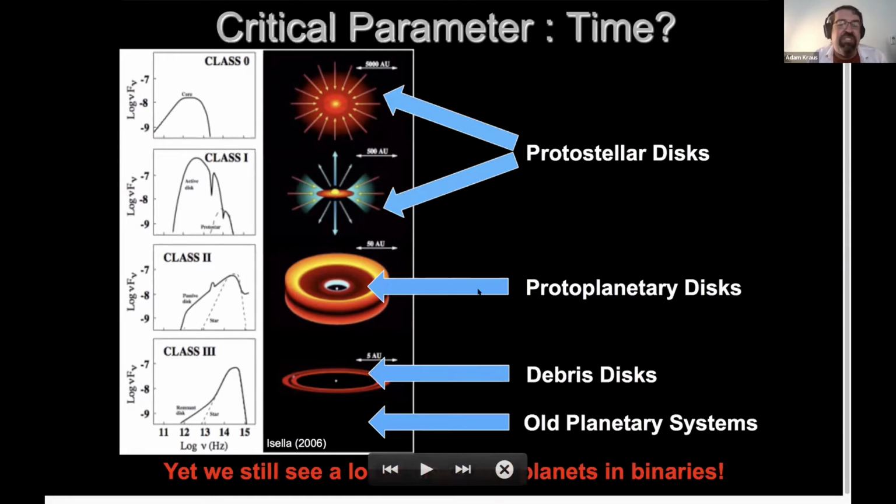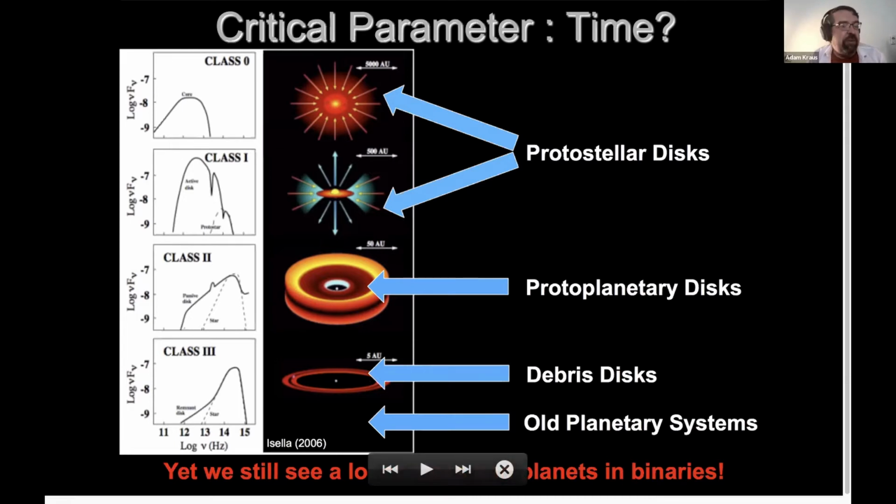If we want to look more generally at lifetimes, or if we want to ask how disk survival correlates with some other property of the system, for binaries it might be eccentricity or mutual inclination. In a cluster environment, it might be how close your nearest O star is. We can be looking at protoplanetary disks.